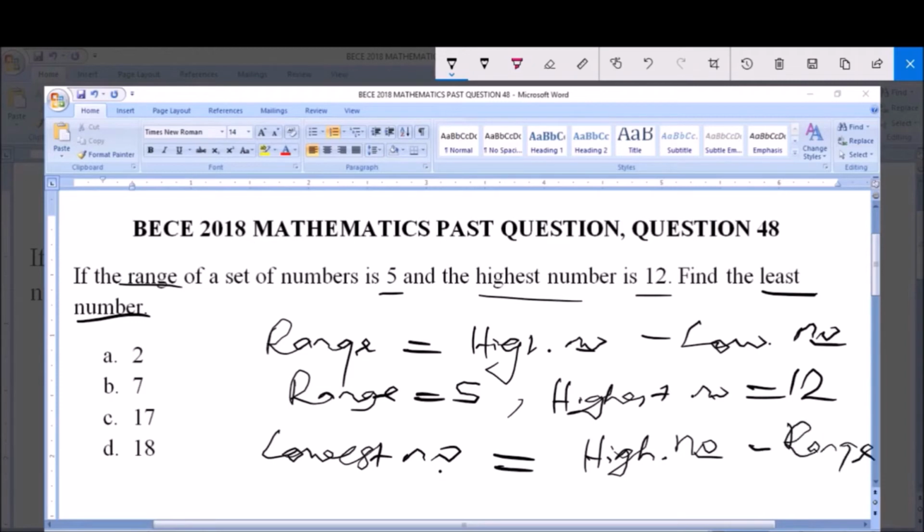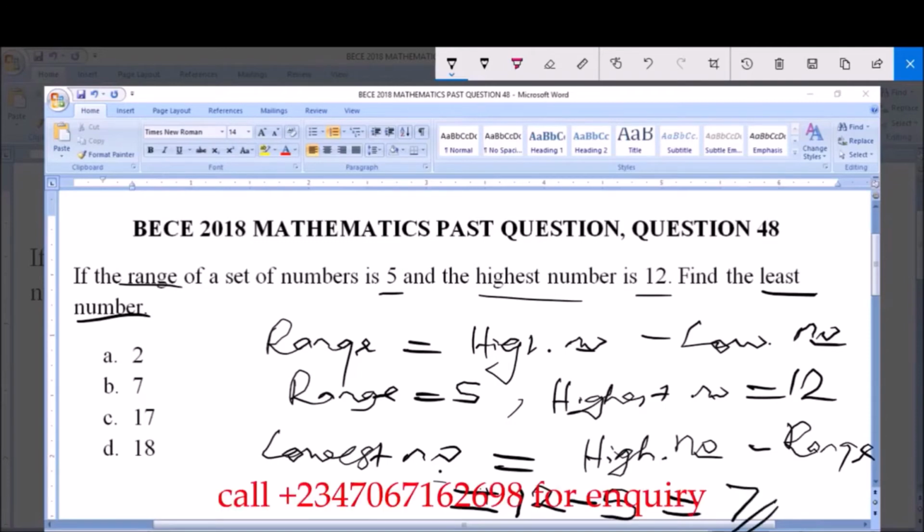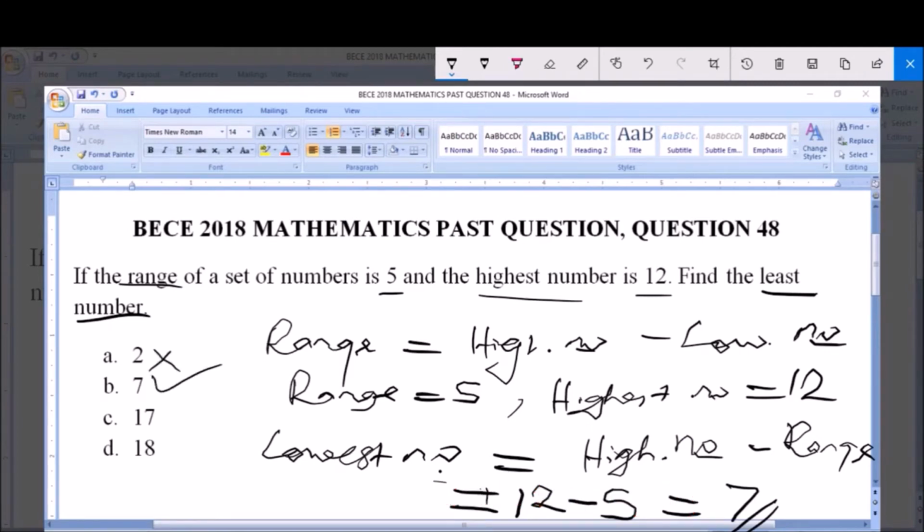And so we have that this is equal to, the highest number is 12, 12 minus 5. And this will give us 7. So the lowest number is 7. That's the least number is 7. From the options, A says 2, which is wrong. B says 7, which is correct. C says 17, which is wrong. And D says 18, which is wrong. So option B is the correct answer, 7. So the least number of this set of numbers is 7.